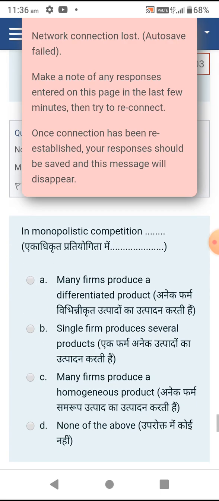In monopolistic combination, many firms produce a differentiated product. Single firm produces several products. Many firms produce a homogeneous product. None of the above.